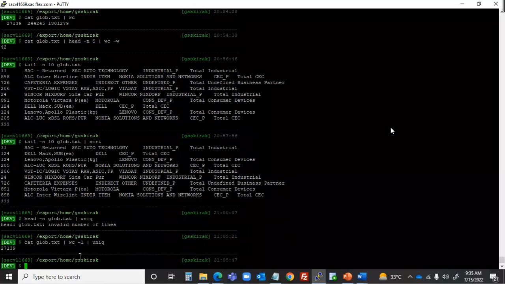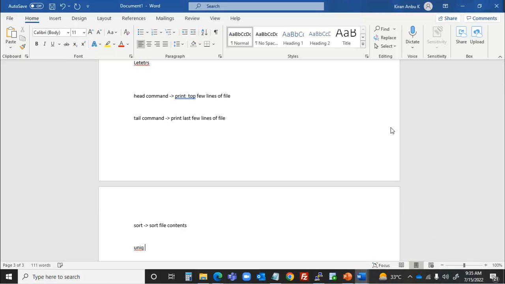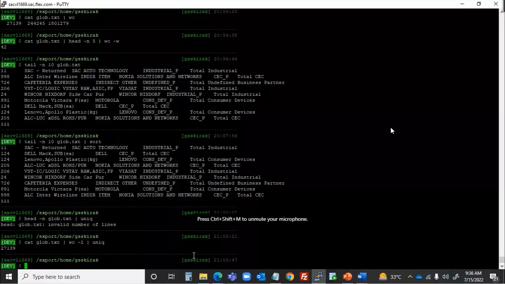So why do I use this uniq? It's the unique command, so that you can see the distinct or unique lines. From here only you can say that it filters the duplicate items. The initial file globe.txt has 27,139 lines, right?